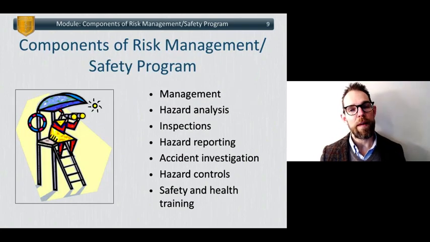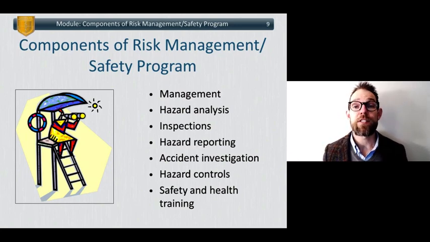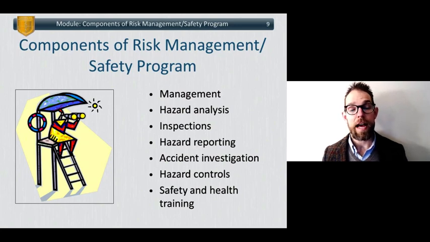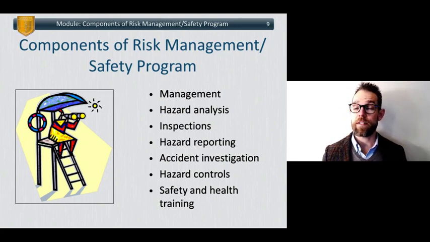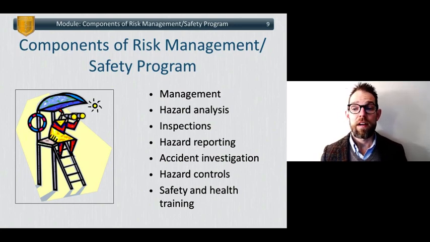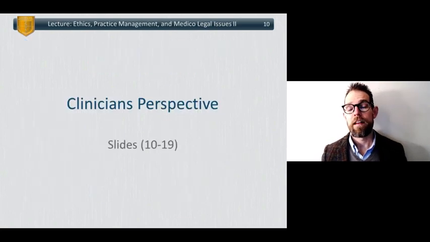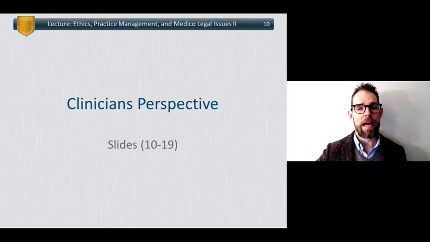So the components of a risk management and safety program involve, A, management being able to have a prolific hazard analysis where you're constantly evaluating what conditions exist in the current state, ongoing inspections on the floor, ability to anonymously report hazards, constant accident investigation through the use of something as extensive as a root cause analysis or just a quality improvement program, controlling hazards, and participating in regular training for providers with safety and health training. So from a clinician's perspective, let's talk about that now.